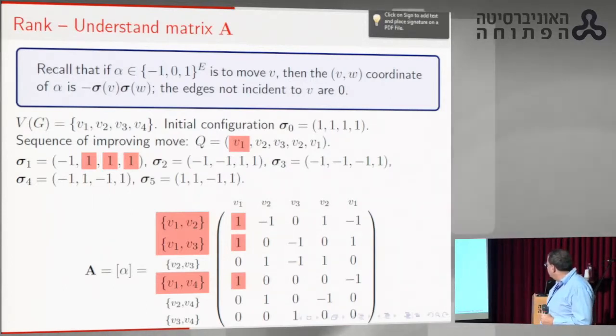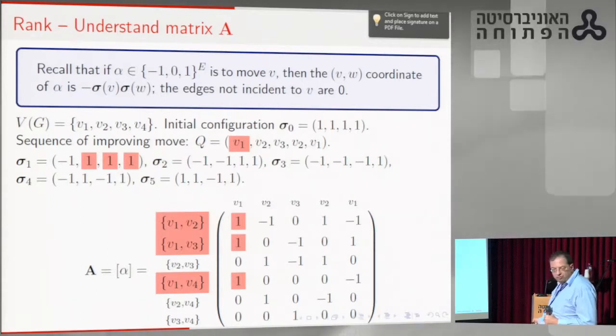Okay, so this is an example. I don't know how informative it is. This is an example where these 5 vertices are moved in order, and alpha is written in the columns, in each column. Remember, the index of alpha is a pair of vertices. So say if v1 is moved, then the only non-zero entries here correspond to edges that involve v1, and so on.